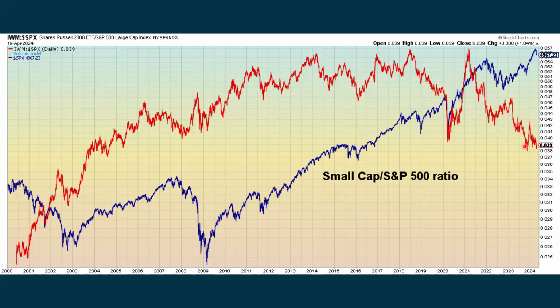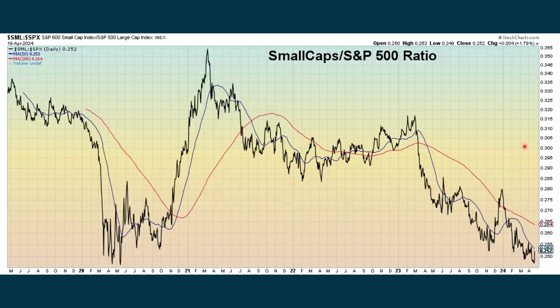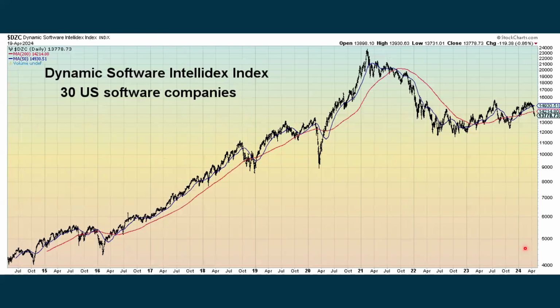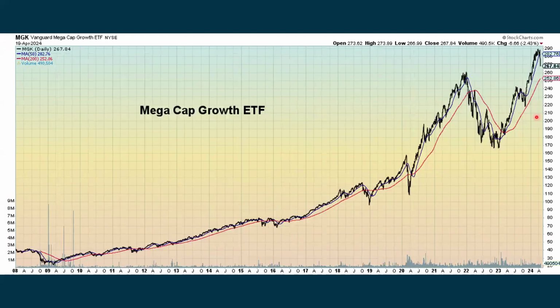When this red line is going down, which it is now, it means that small caps are underperforming. We look at another measure, also showing that small caps are in a downtrend compared to the S&P 500. The biggest software companies are in an uptrend, but have also been pulling back as we've been seeing some weakness lately. The mega caps actually fell underneath their 50-day moving average.